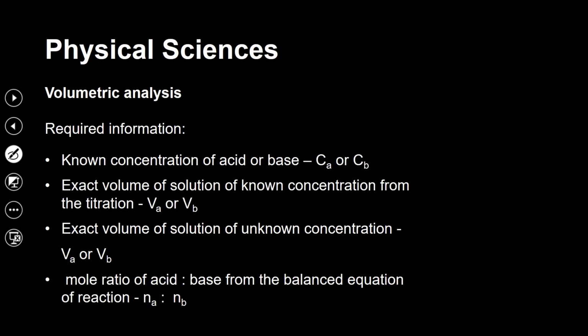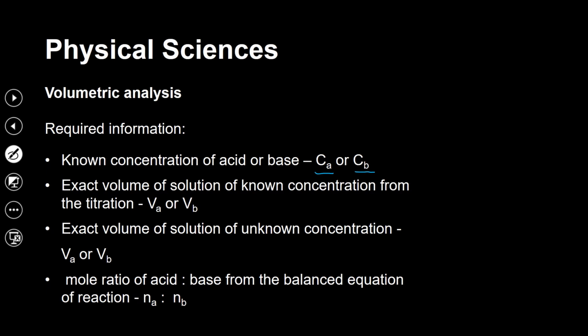Now, in as far as volumetric analysis is concerned, what do we require to calculate the unknown concentration using a standard solution? The known concentration of the acid or the base. So C subscript A represents the concentration of the acid, and C subscript B represents the concentration of the base. To carry out volumetric analysis calculations, one of these two must be known, and we would describe that as a standard solution.